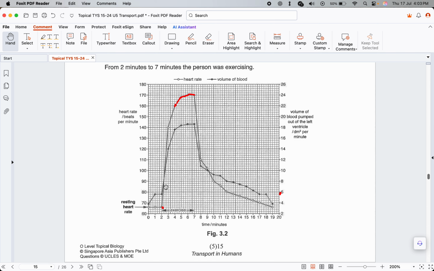So don't just simply go like, oh, this is the start, this is the end. Then confirm only get 1 mark, right? You need to think of how can you maximize your marks here.